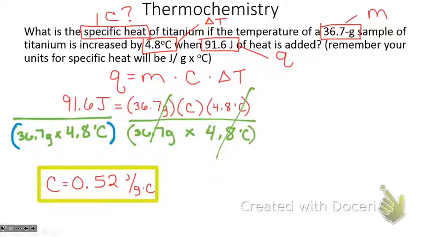So that is the correct unit to use here. Sometimes it's calories divided by grams times Celsius, but in this case, because we were given a value for Q in joules, my specific heat capacity should also be in joules divided by grams times Celsius.